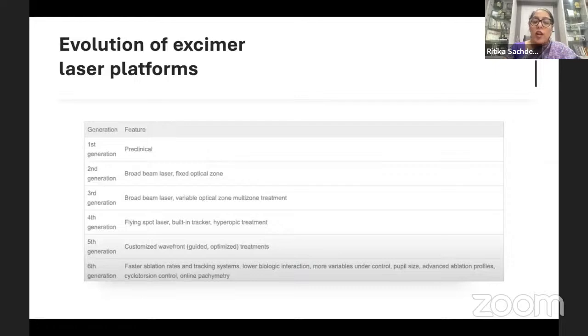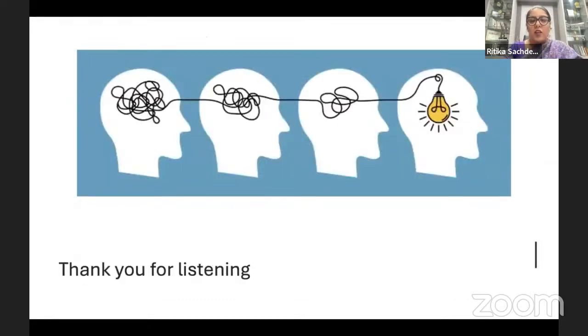So we have evolved now in Excimer laser from broad beam to flying spot, and because of the flying spot, giving customized treatments to our patients. So this really was the wavefront journey of refractive surgery that I wanted to cover with you. Thank you for your attention.